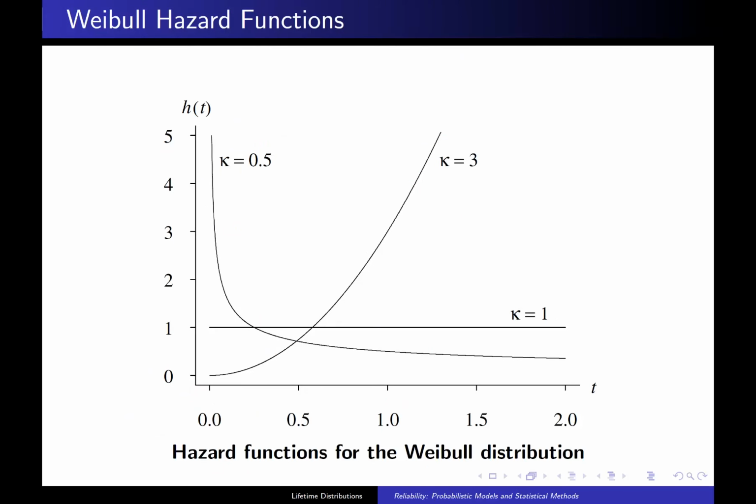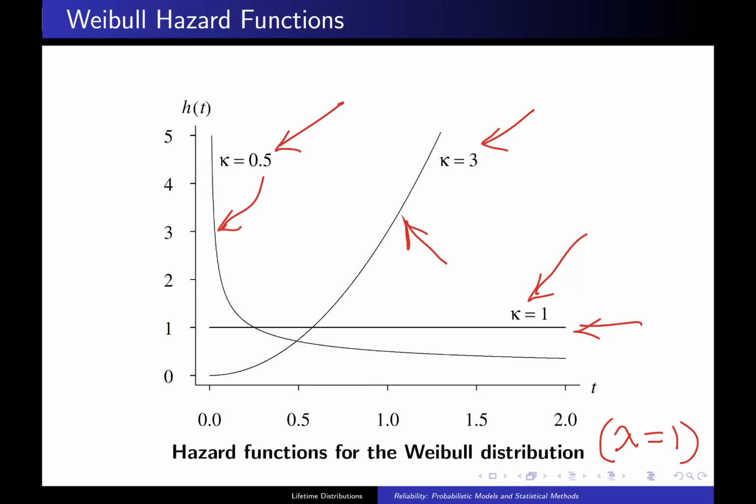Here are some pictures for the Weibull distribution, and in all cases here we have the scale parameter lambda being equal to 1. But you'll notice when kappa equals 1, you get a constant hazard function. When kappa is greater than 1, you get an increasing hazard function, so this item is wearing out. And finally, when kappa is less than 1, you get a decreasing hazard function.